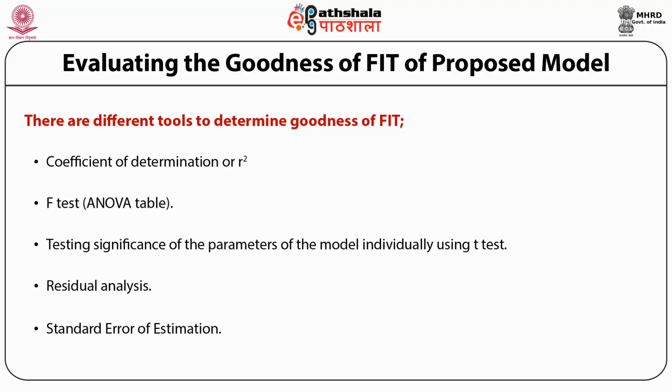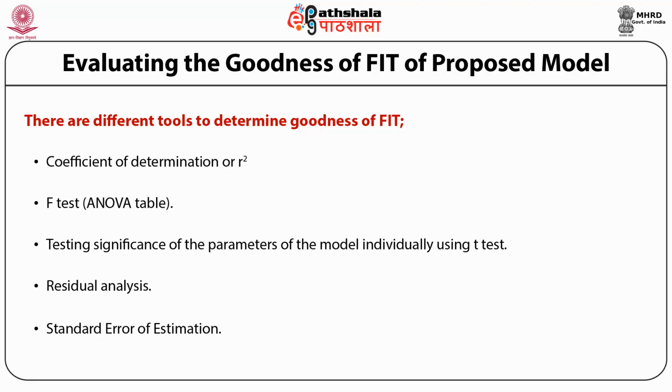So in the ANOVA table we can get the direct value of the F ratio, and if it is significant, it means the linear relationship between the dependent and independent variable is also significant. It means the overall goodness of our model is good.